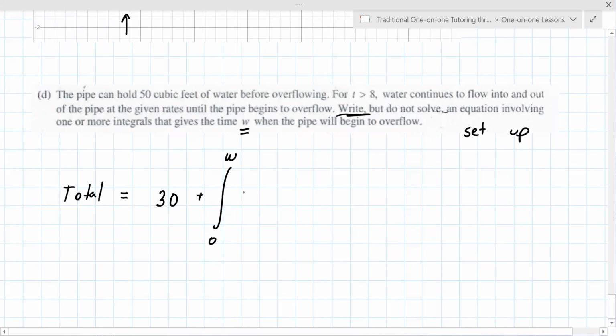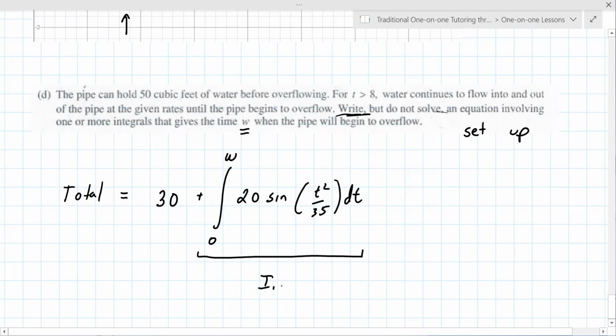the amount in. So the 20 sine t squared over 35 dt. So this represents how much is going in. And then you subtract how much is going out. So the amount that's going out is 0 to w because we don't know how much time, but we know it's greater than 8. And then that's that d of t.